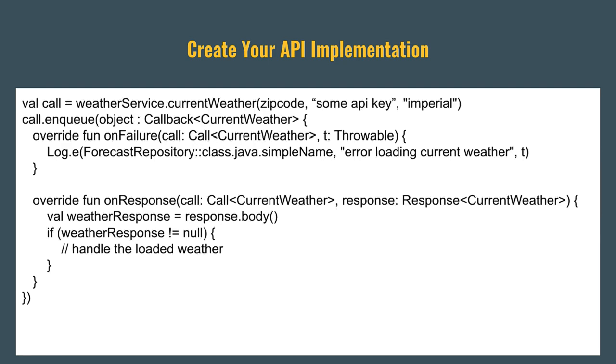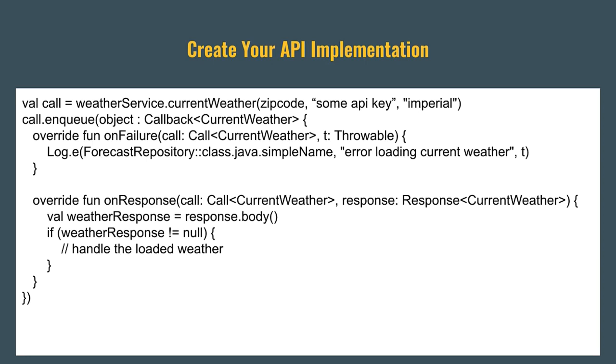Once we have that generated implementation of our API service, we can make use of it like this. In this case, I'm calling weatherService.currentWeather. I'm passing in a zip code, an API key, and the units, and I'm getting back a call object. We can then use this call object in an asynchronous fashion by calling enqueue and passing in a callback.